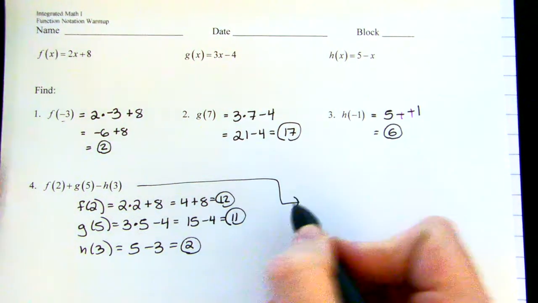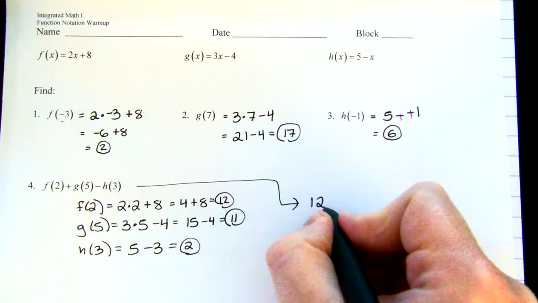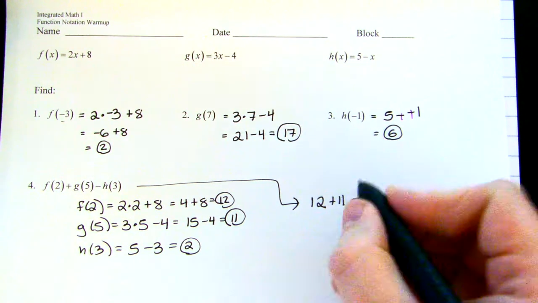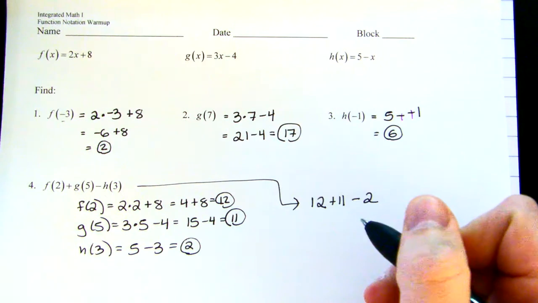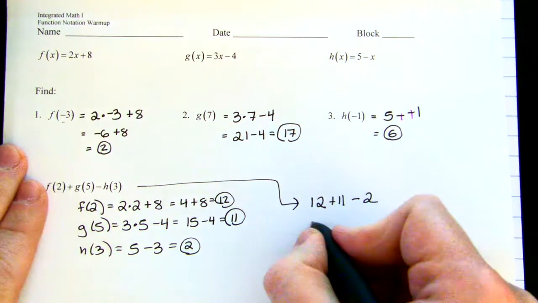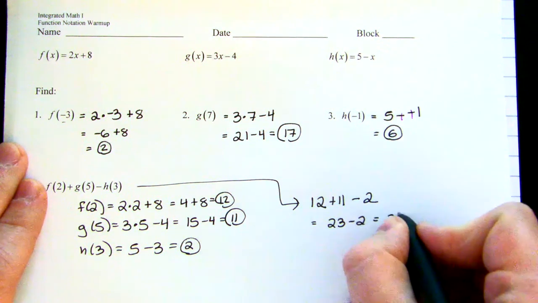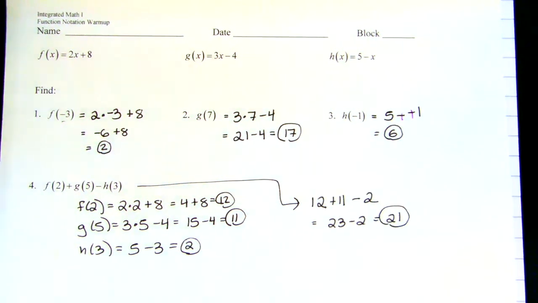So that original problem is 12 plus g of 5, that's plus 11, minus h of 3. H of 3 is 2, so 12 plus 11 minus 2. 23 minus 2, and we'll get 21 out of that.